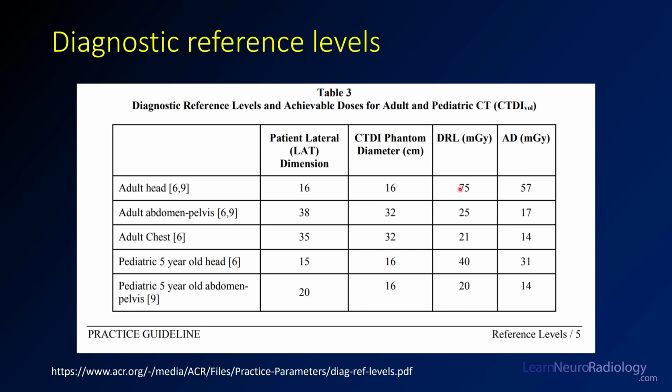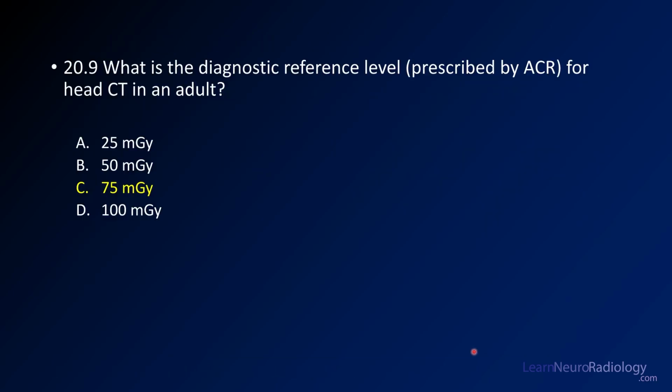For the others, these are a couple that I think you need to know. The adult abdomen pelvis is 25, pediatric head 40, pediatric abdomen 20. This is something to take a look at maybe right before your exam, just in case one of those comes up. So the answer to this one is 75, as we discussed here.